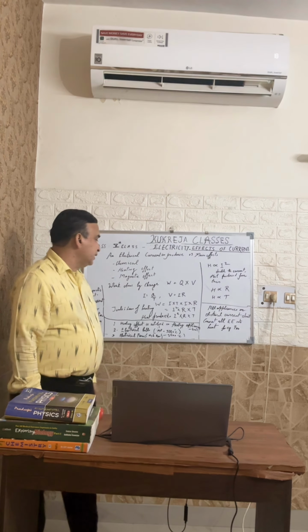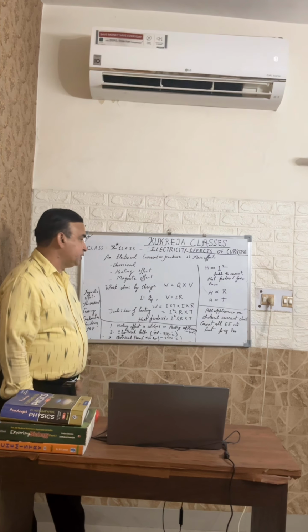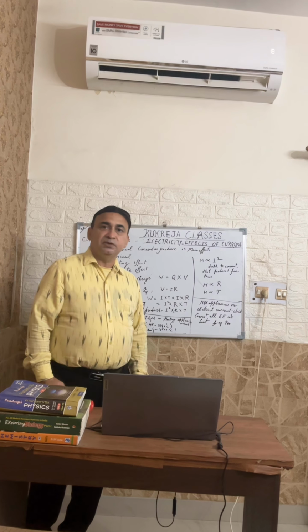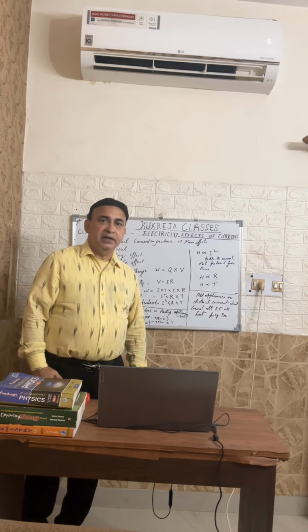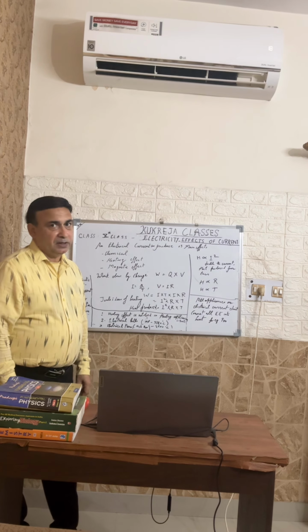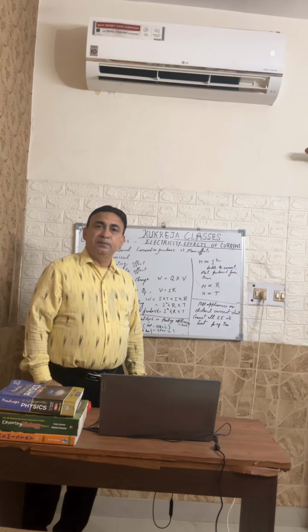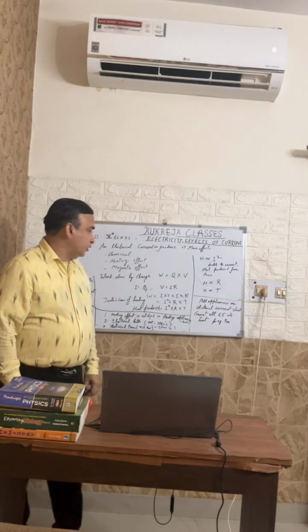Here you can see that the heat produced depends upon the square of the current. It means if you double the current through the resistor, the heat produced will be 4 times. If you make it half, then the heat produced will be 1/4 of the original.